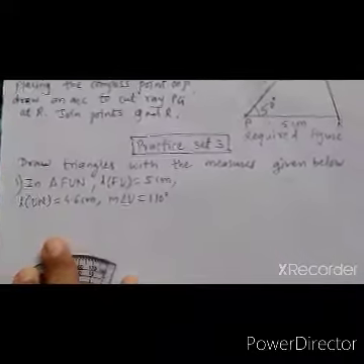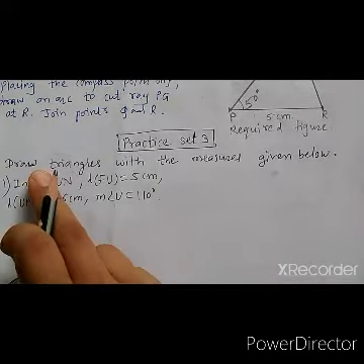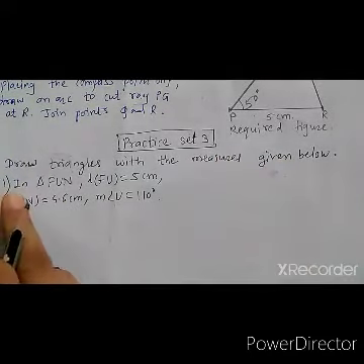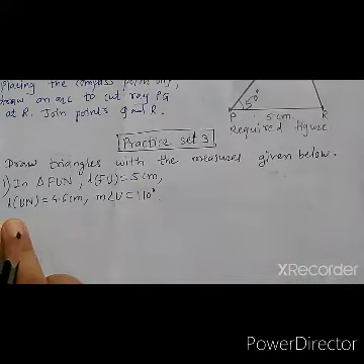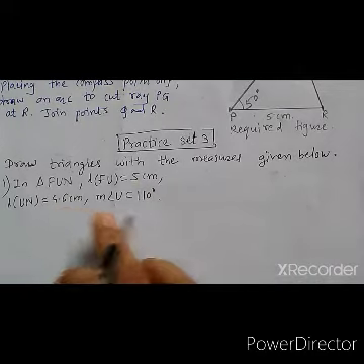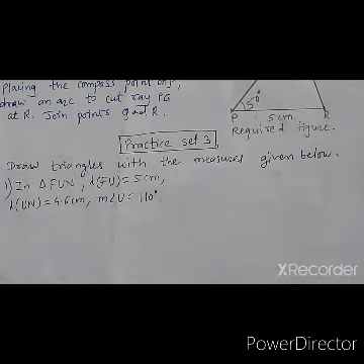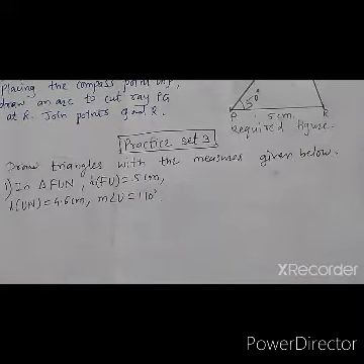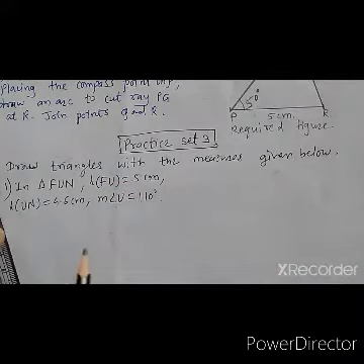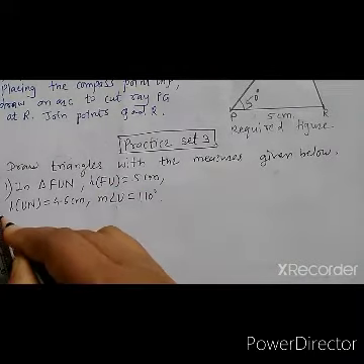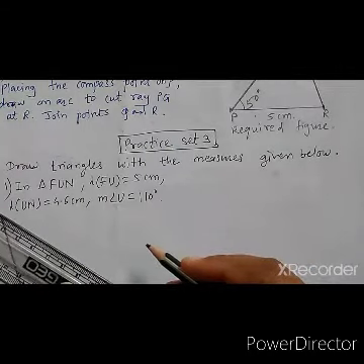Now let us see examples from practice set 3. Let us see the question. Draw triangles with the measures given below. In triangle FUN, length of FU is given 5 cm, length of UN is given 4.6 cm, and measure of angle U is equal to 110 degree. Now we have to draw first a rough figure. Angle U is given 110. It means that it is an obtuse angle, which is greater than 90 degree.